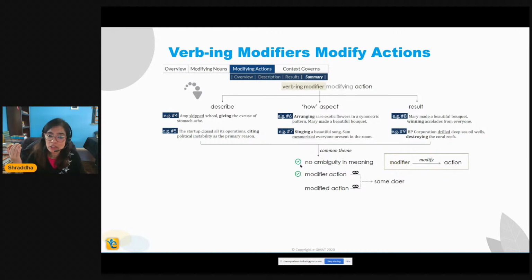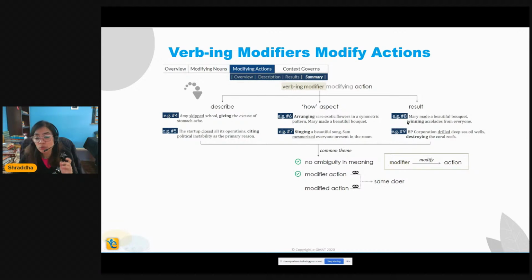Now, who sang the song? Of course, it is Sam, right? Because we are saying that Sam mesmerized everyone by singing a beautiful song. So it's very, very logical to say that the doer of both the actions is the same. It's Sam.